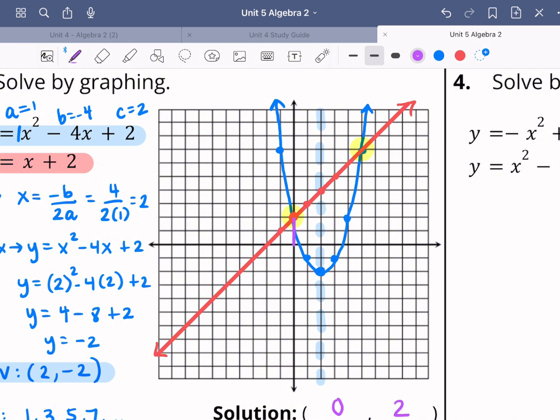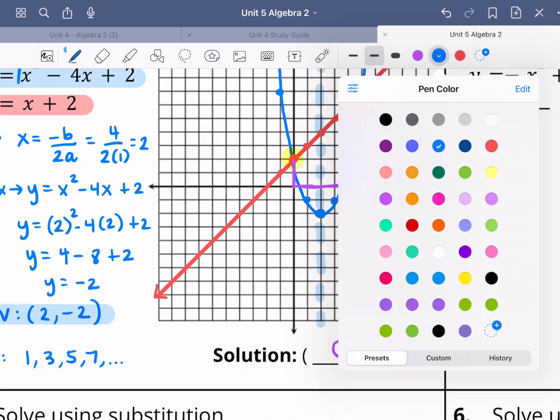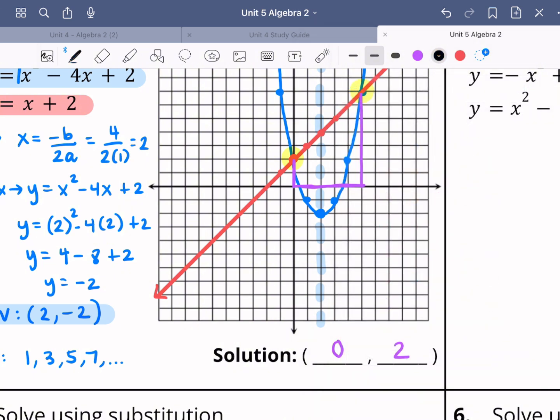My second one is over here if I went to the right 5 and up 7. I know I don't have a second solution line on mine, but you should have space on yours for the second solution. So 5, 7 is the other solution.